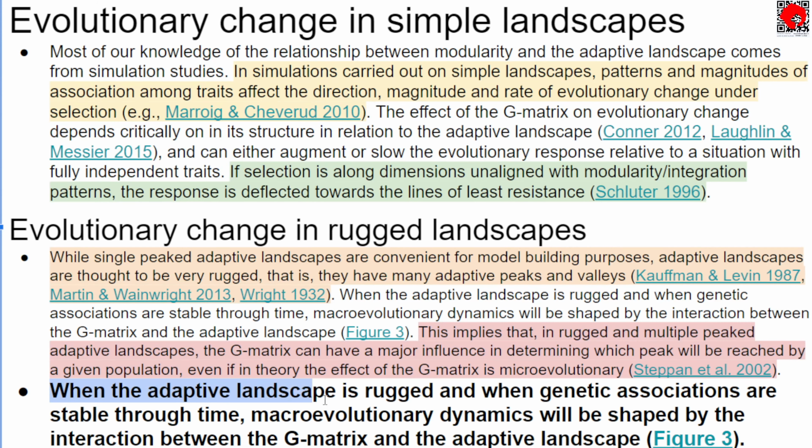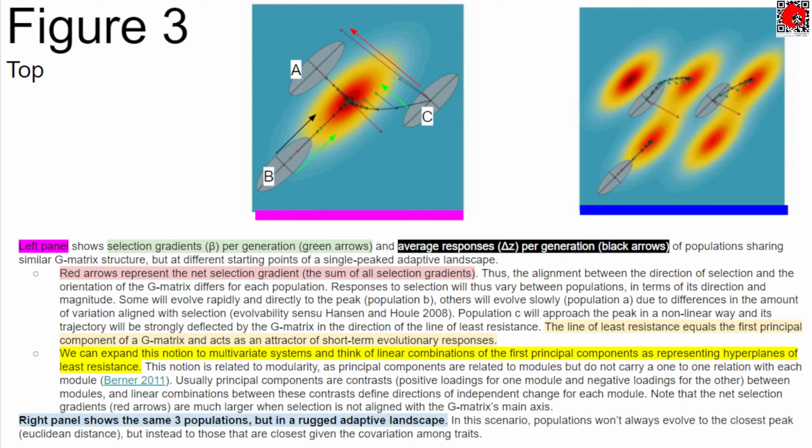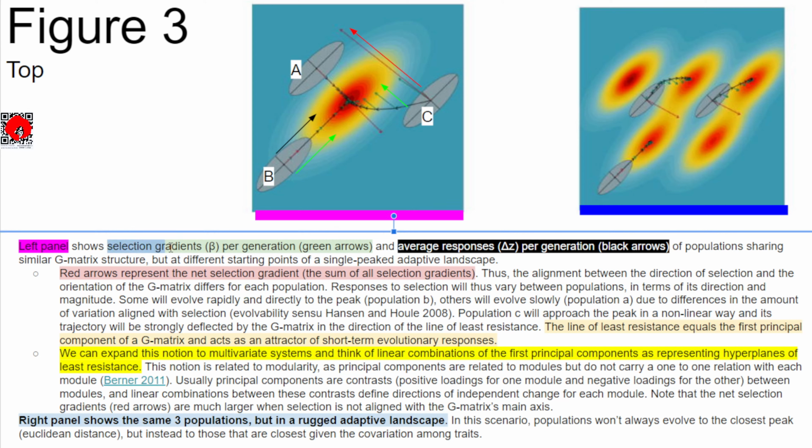When the adaptive landscape is rugged and when genetic associations are stable through time, macroevolutionary dynamics will be shaped by the interaction between the G-matrix and the adaptive landscape, figure 3. All right, this is a pretty interesting figure. The left panel shows selection gradients, beta per generation, with the green arrows. Average responses, delta z, per generation are the black arrows.